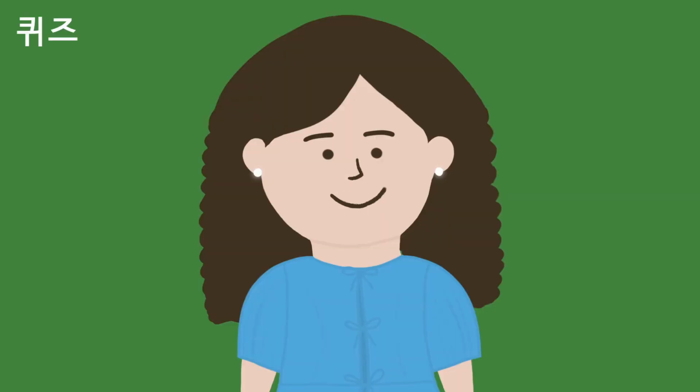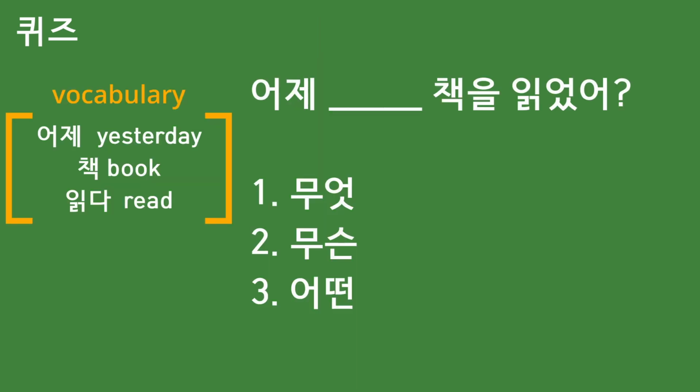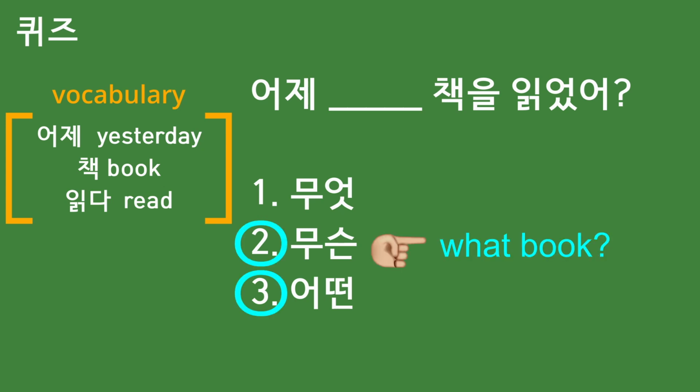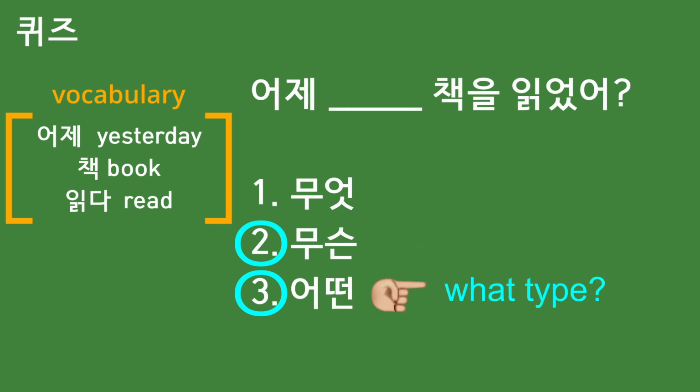Now it's quiz time. A total of 3 questions will come out. Fill in the blank with appropriate words within 10 seconds. There are 2 answers for each question. Here you go. 어제 책을 읽었어? The answer is number 2 and 3. Number 2 is when you don't know at all what book he or she read. And number 3 is when asking about characteristics or type of book he read.